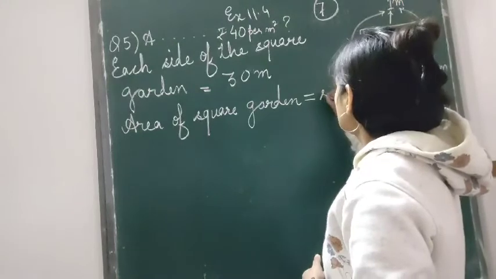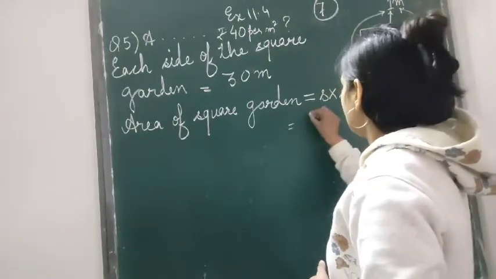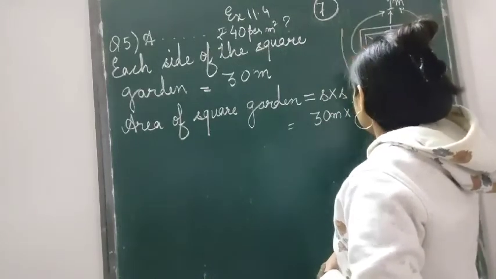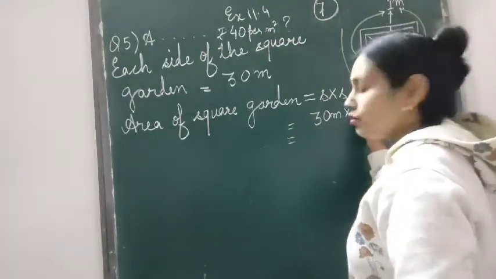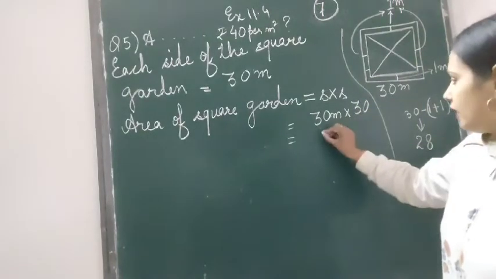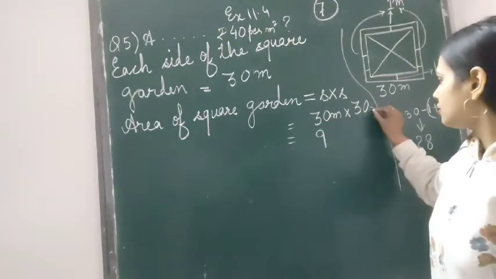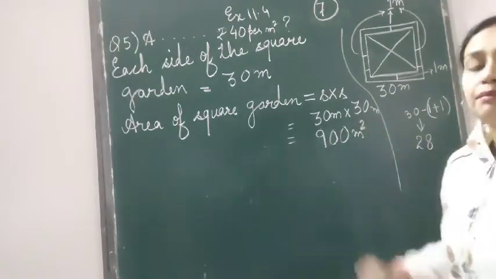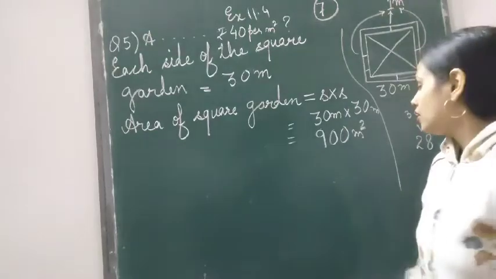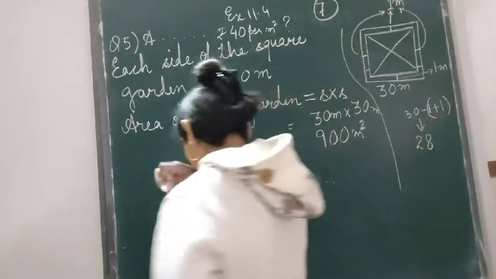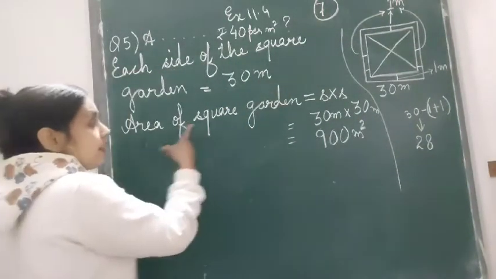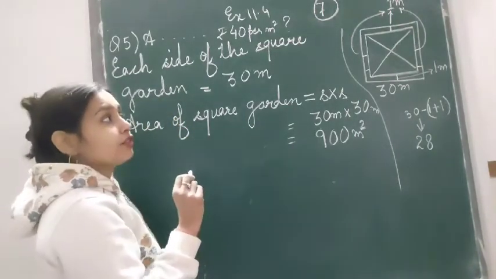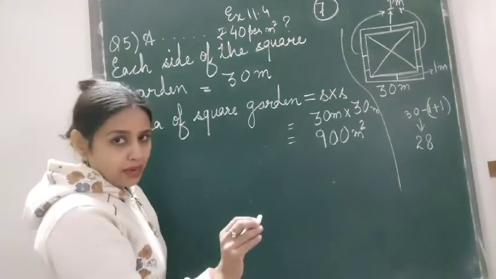So it will be side into side, that is 30 meters into 30 meters, which is equal to 3 threes are 9, and how many zeros? 2 zeros, and meter square. Okay children? So this is the area of the square garden. Now we have to find the area of the square garden removing the path.